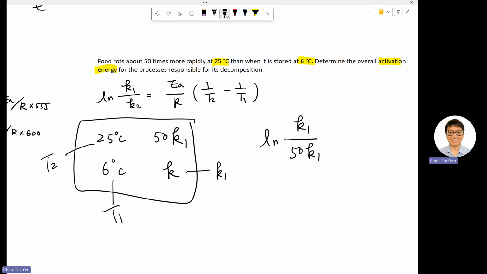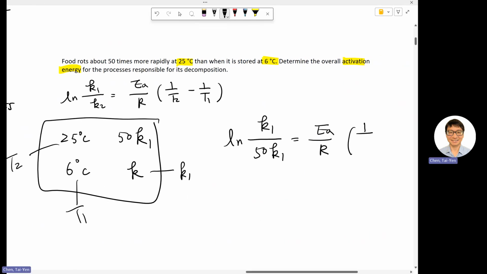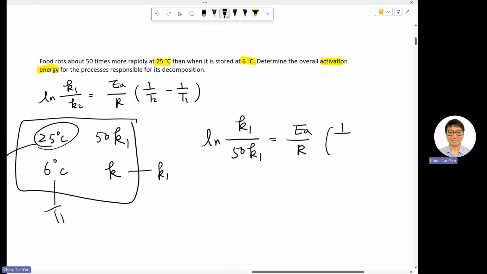On the right-hand side it equals EA, which is what they want you to solve, and R is just a constant. For 1 over T2, 25 degrees C converted into Kelvin is 298, minus 1 over 6 degrees C, which is 279. Then K1 cancels out, and R is a constant. Use this equation to calculate your EA. That's how you solve this question.